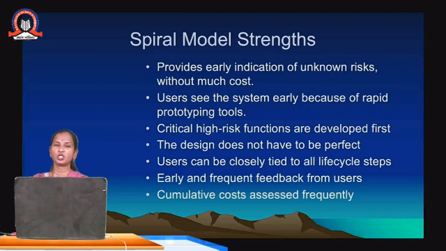Let us see the strengths of the spiral model. It provides an early indication of unknown risk. Users see the system early because of the rapid prototyping tool. The same strategy of rapid development is used, hence users can see the system early. Critical high risk functions are developed first. The design does not have to be perfect. I have a skeleton prepared and I follow that skeleton, which may not be perfect. Users can be closely tied to all life cycle steps. There is early and frequent feedback from users. Next, cumulative cost is assessed frequently.